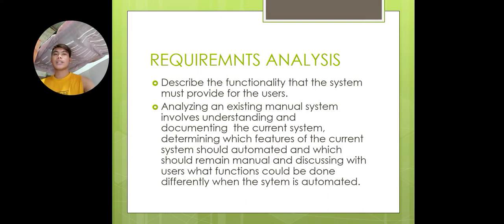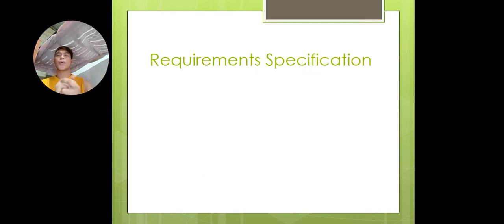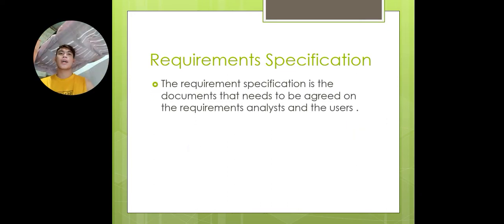Okay, and the next one is the requirement specification. So what is requirement specification? The requirement specification is the document that needs to be agreed on by the requirements analyst and the users. Requirements specification is also the starting point for the subsequent design and development. So it must also be understood by the developers, both functional requirements and non-functional requirements that need to be satisfied.